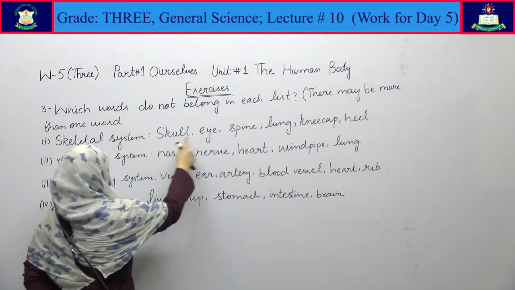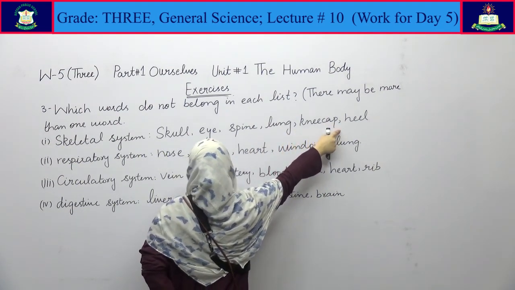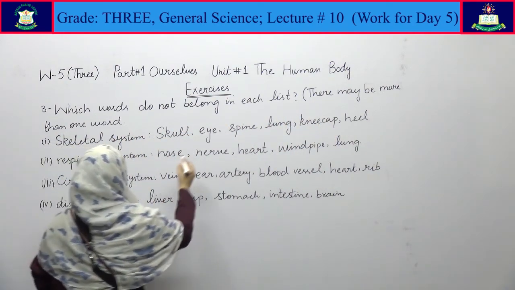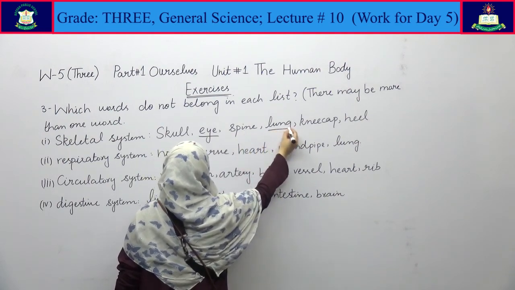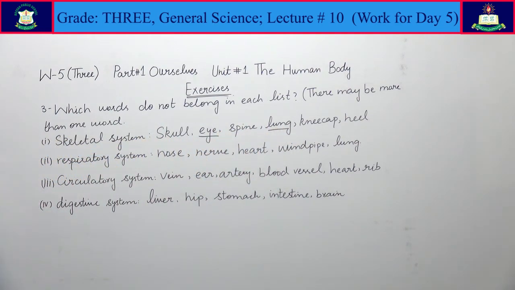Skull, spine, kneecap and heel makes up the skeletal system. So eye and lung, these two words do not belong in this list. Is it clear?